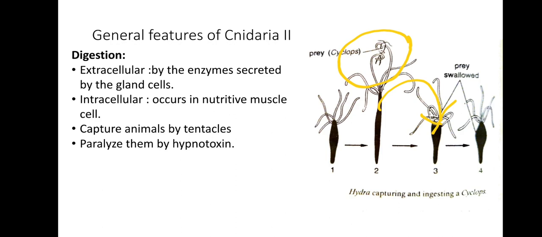And then next what happens, once the food is swallowed, those muscle cells that are present in the wall of the body contract and relax, creating a churning movement of the whole body. Because of that, there is some kind of mechanical digestion, and at the same time the enzymes are released. So, chemical digestion also takes place in the gastrovascular cavity or in the coelenteron. That is why the name coelenteron. So, digestion takes place and then is absorbed, then the intracellular digestion occurs in the nutritive muscle cells that are present in the gastrodermis. That is how the digestion takes place in coelenterata.